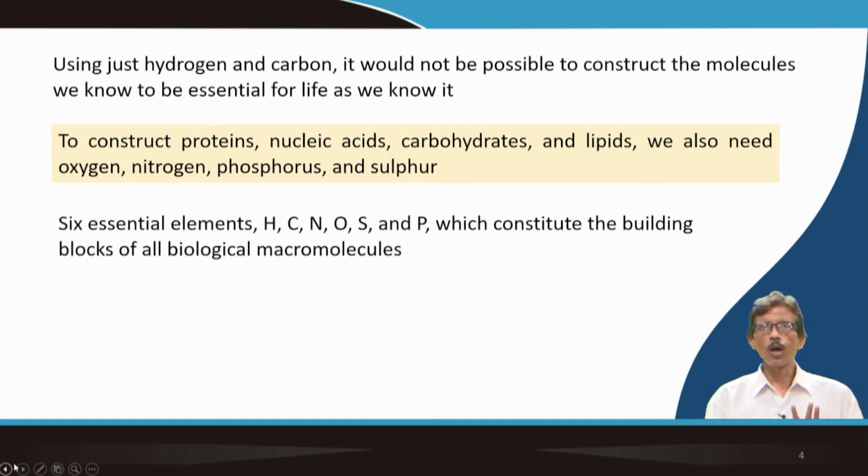So, altogether how many elements can we have? Altogether we have basically 6 essential elements which can be considered as the building blocks of all biological macromolecules, not the small molecules like carbon monoxide, carbon dioxide or even the water molecule.